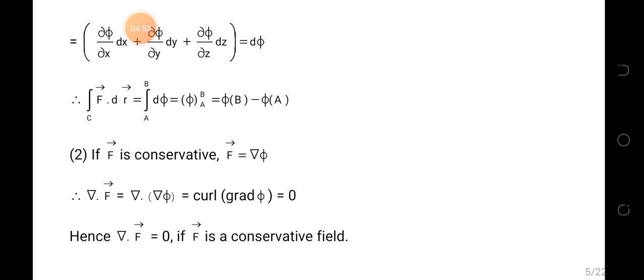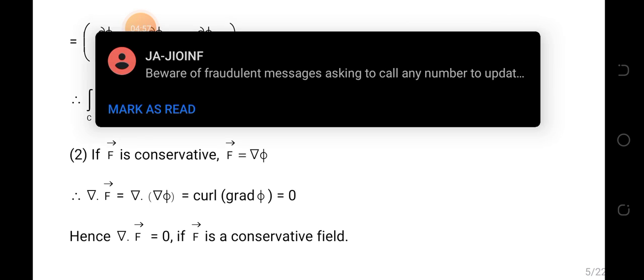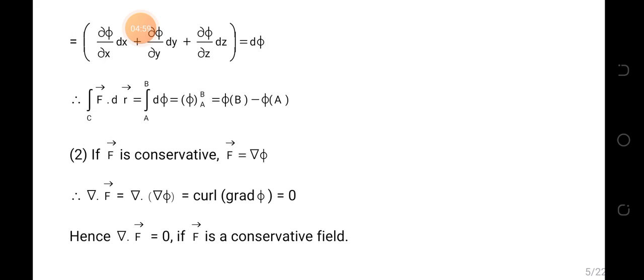And then the second point: if F is conservative, where F vector equals del phi, then del cross F vector is equal to del cross, and we know that F vector is del phi, so for that you can write del phi here. So that is equal to curl of gradient phi, which can be written like this, that is equal to 0. Hence del cross F vector equals 0 if F vector is a conservative field.